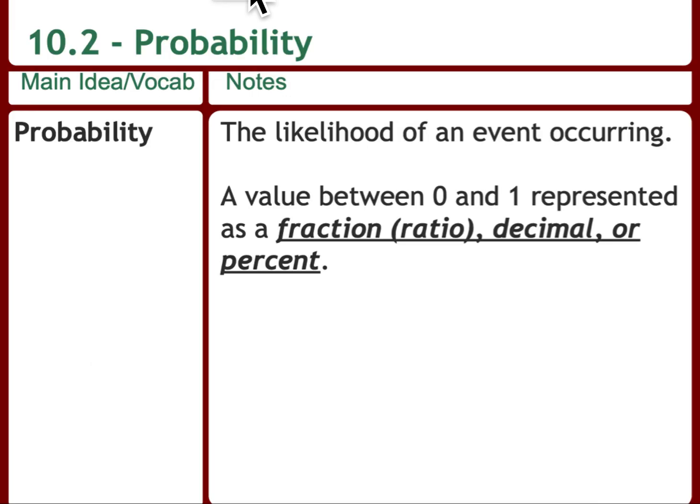All right, so the definition of probability is the likelihood of an event occurring. Probability is a value between 0 and 1. So we don't have to worry about negative probabilities, no such thing. You don't have to worry about probabilities over 1, which indicates 100%. That's impossible. So just between 0 and 1, remember they can be written as a fraction, decimal, or as a percent.